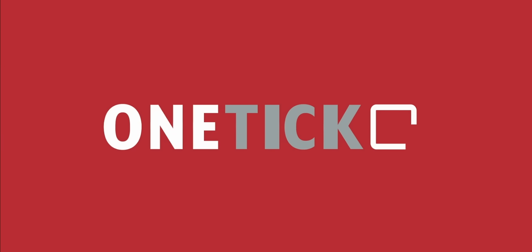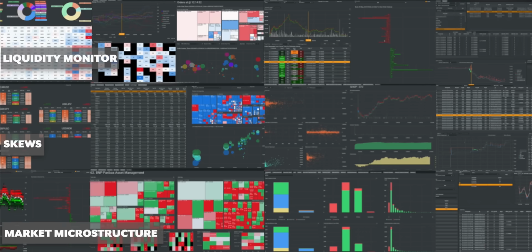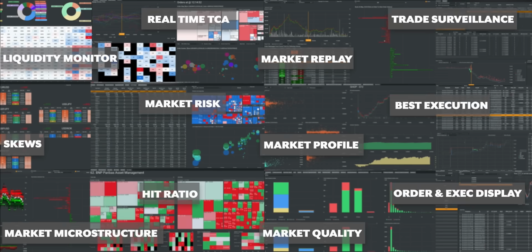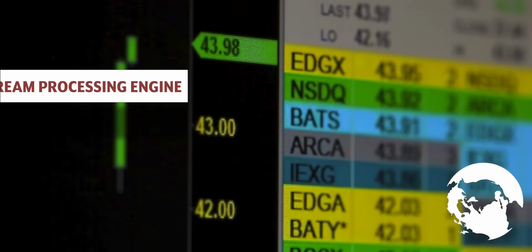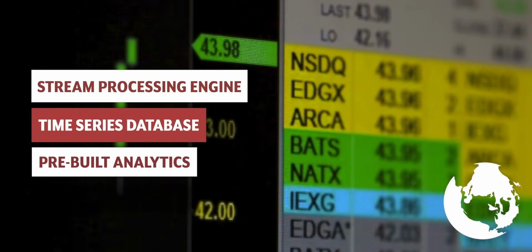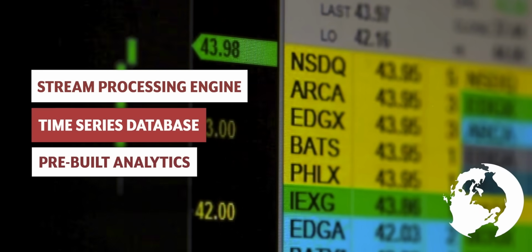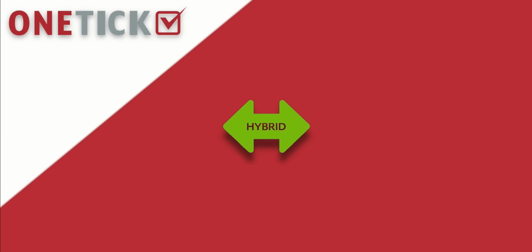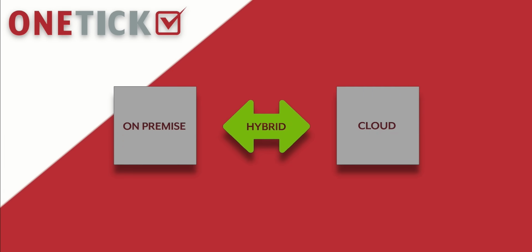OneTick offers clients the enterprise technology to address the most demanding needs of firms and capital markets. At the heart of OneTick is the world's most advanced, highly parallelized time series database and streaming analytics platform. OneTick can be deployed on-premise, in the cloud, such as AWS, or as a hybrid model.